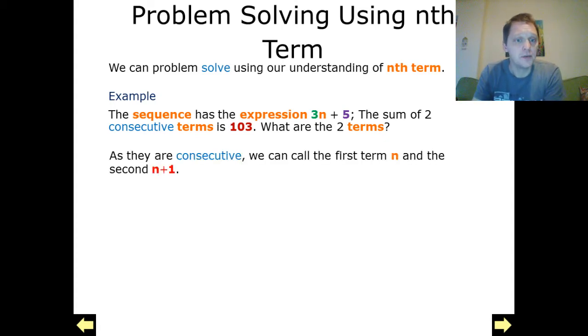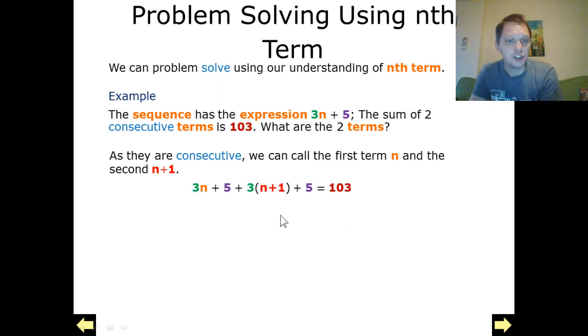So what I'm going to do, a bit of proof definition. I'm going to call my first number n, and my second term is going to be n plus 1, because obviously that's going to be the term following this one. So I'm just going to put this into a long equation.